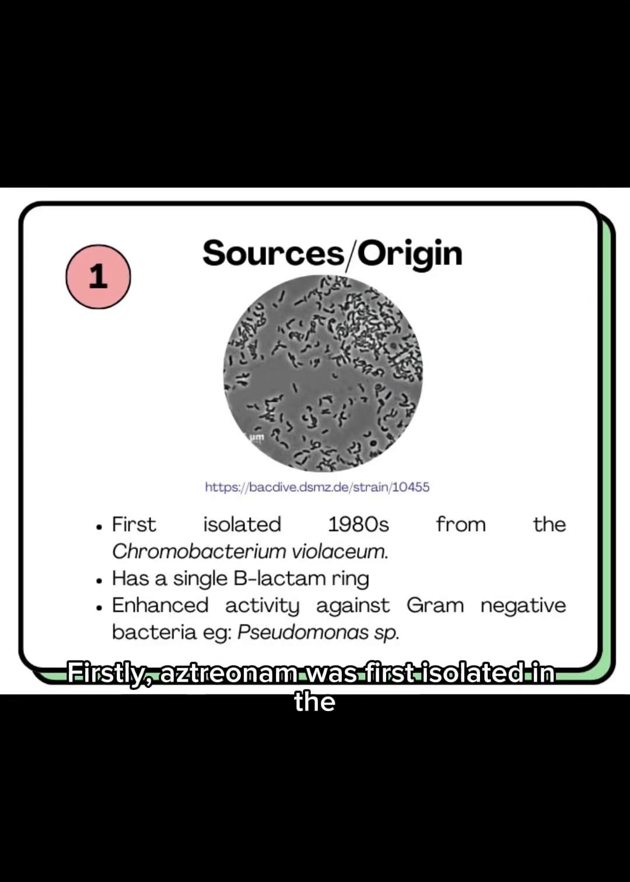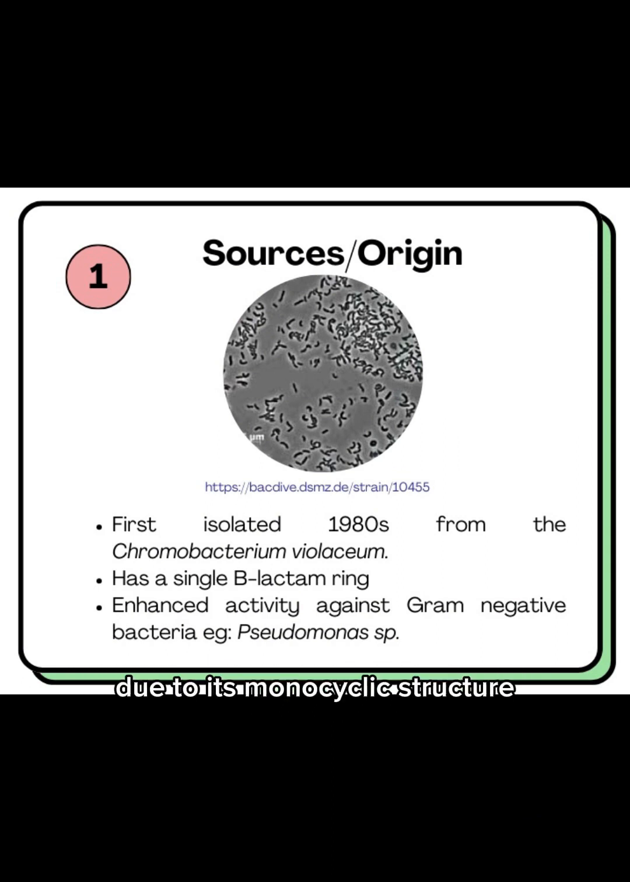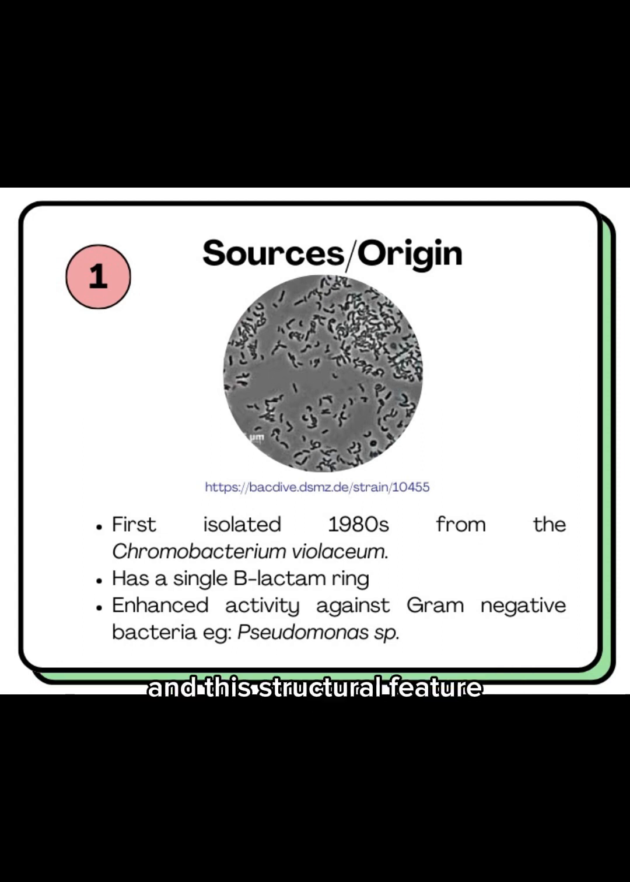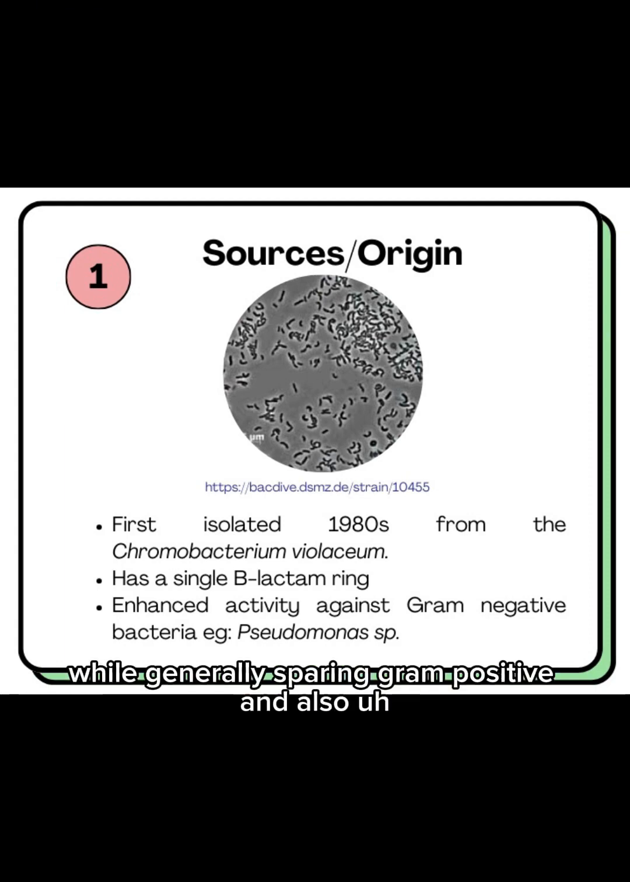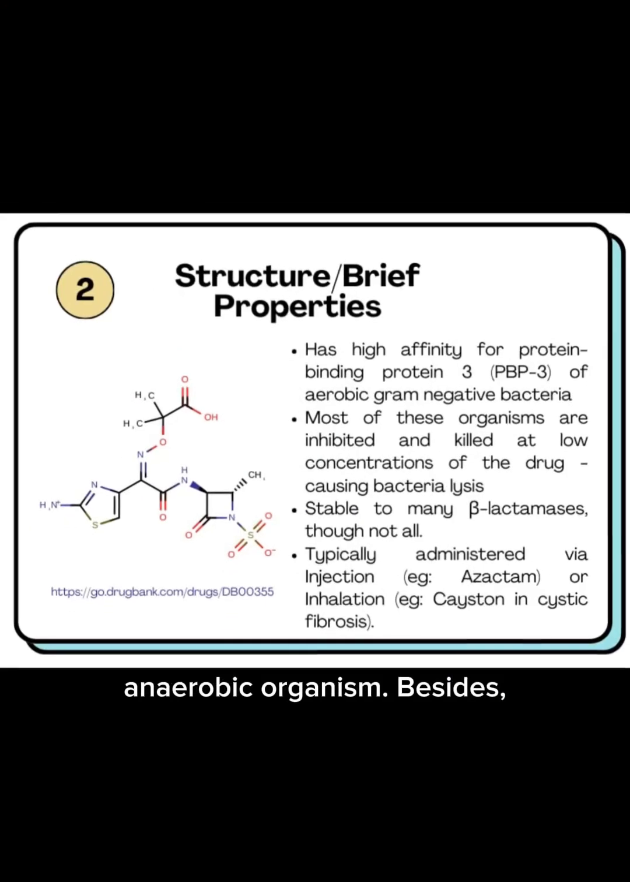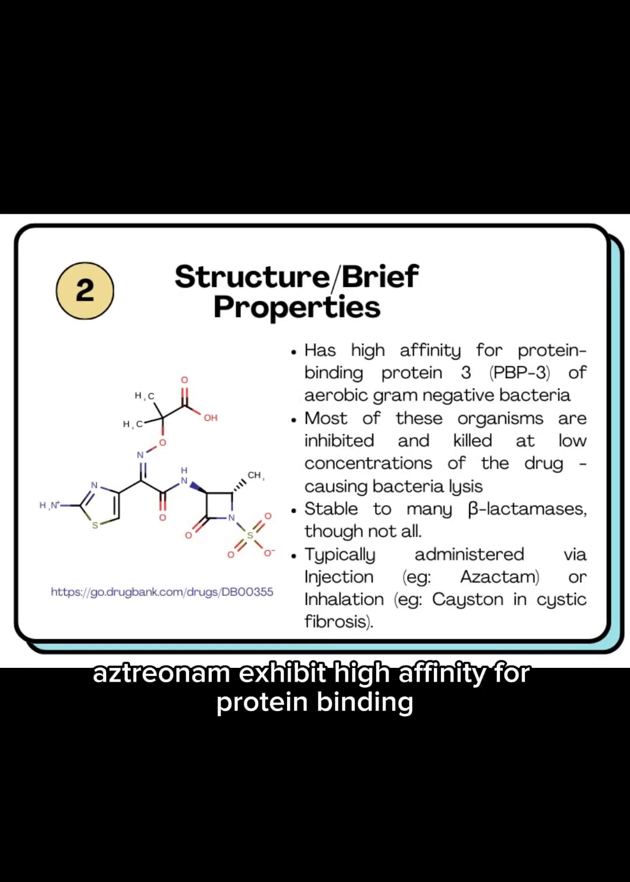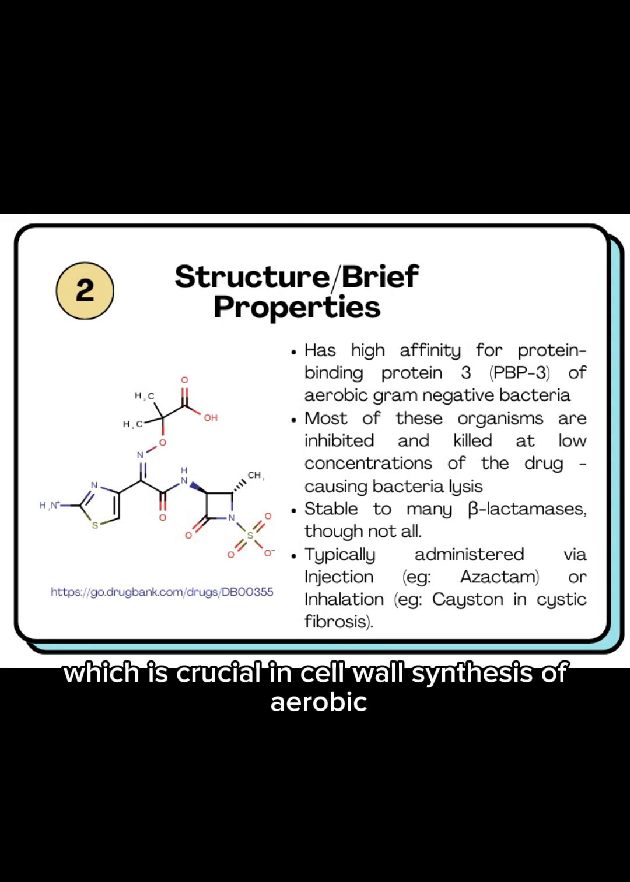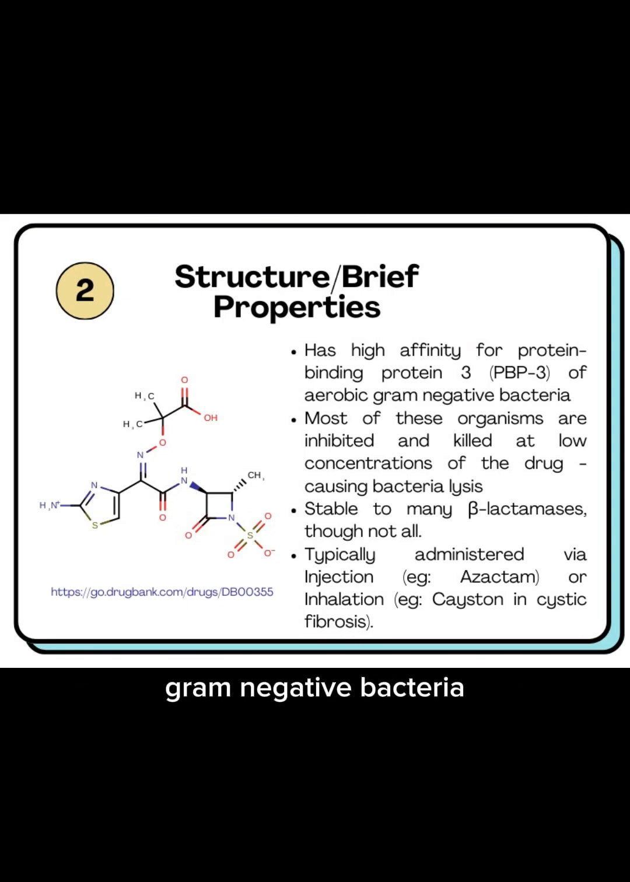Firstly, Aztreonam was first isolated in the 1980s from Chromobacterium violaceum. It is unique among beta-lactam antibiotics due to its monocyclic structure that contains only a single beta-lactam ring, and this structural feature contributes to its selective activity against gram-negative bacteria such as Pseudomonas species, while generally sparing gram-positive and also anaerobic organisms. Besides, Aztreonam exhibits high affinity for penicillin-binding protein 3, or PBP3, which is crucial in cell wall synthesis of aerobic gram-negative bacteria.